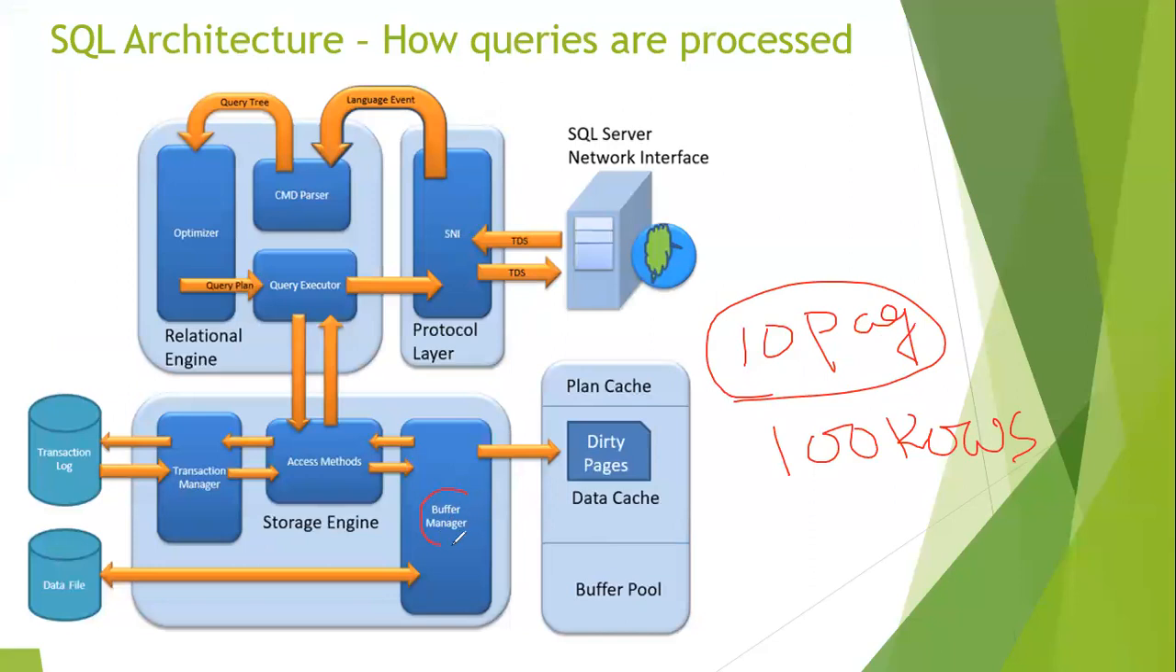If I need 100 rows, then it needs to read 10 pages. So the buffer manager checks whether the pages are available in the memory, that is your data cache, or not. If the pages are available in the data cache, then it will read those pages and proceed with execution, right? It will send the result set to the access method, and the access method will send the result set to the query executor. The query executor will execute and send it to the client using TDS packets, right?